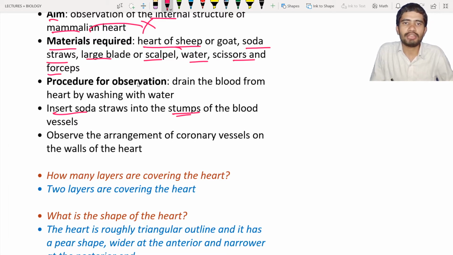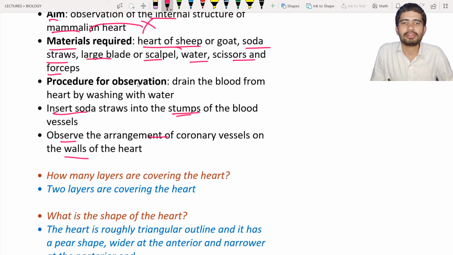So that to see where the blood vessel is ending, in which chamber the blood vessel is ending, we have to insert the soda straws into the stumps. We will discuss these stumps, or these chambers, after a moment. So next, observe the arrangement of coronary vessels on the walls of the heart.